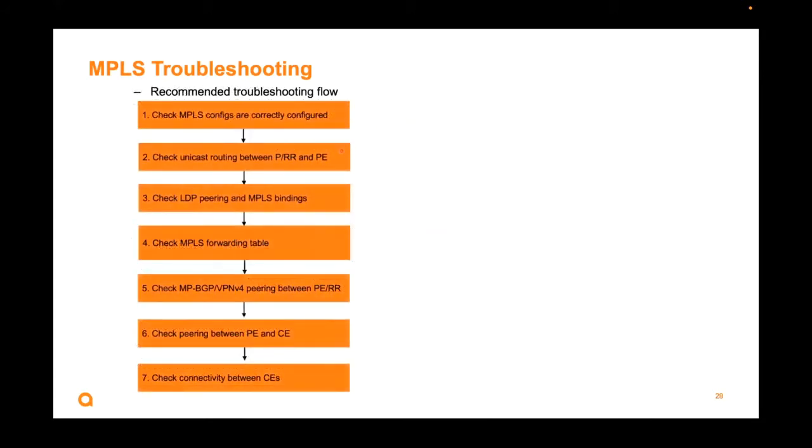Troubleshooting flow. This is the flow. So this is a summary. We'll go through them later. So basically, to summarize, you want to check your configs are configured correctly. You want to check unicast routing between the PEs and the RRs.